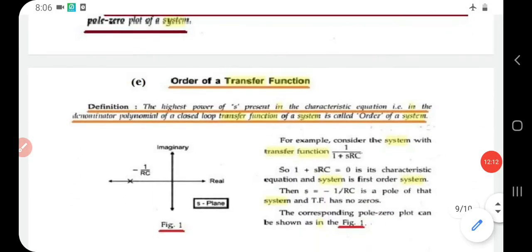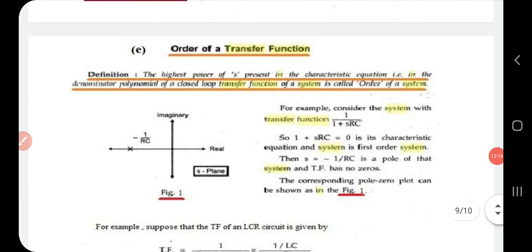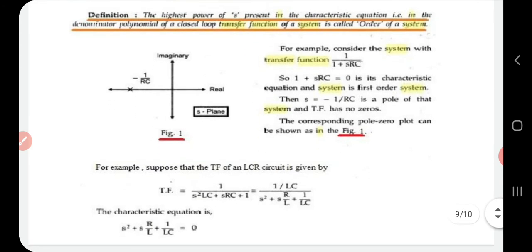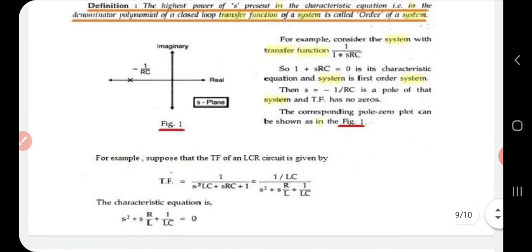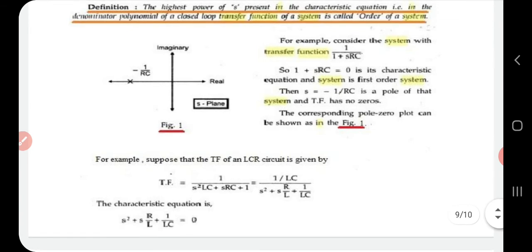Now, order of a transfer function. The highest power of s present in the characteristic equation, that is in the denominator polynomial of the closed loop transfer function of a system, is called the order of a system. This you will be clear if you go through this example. You are considering a system with transfer function.